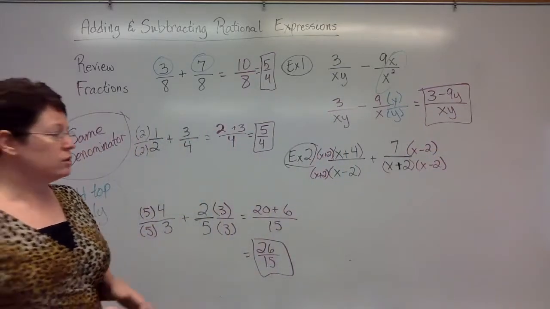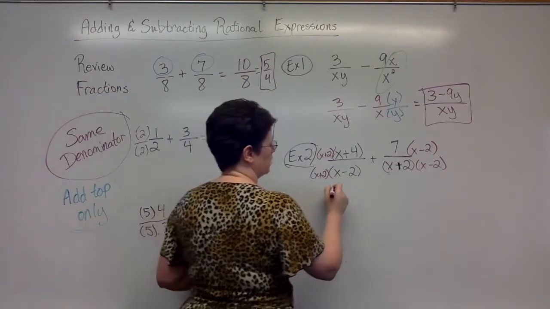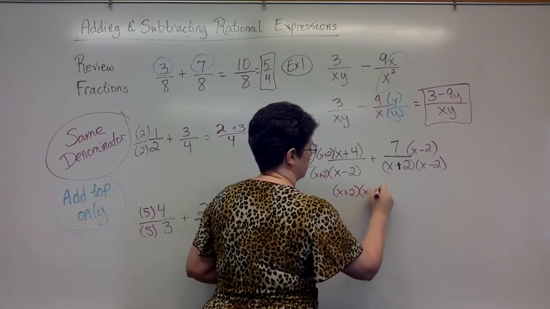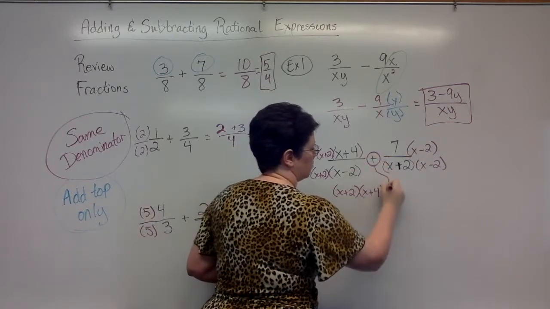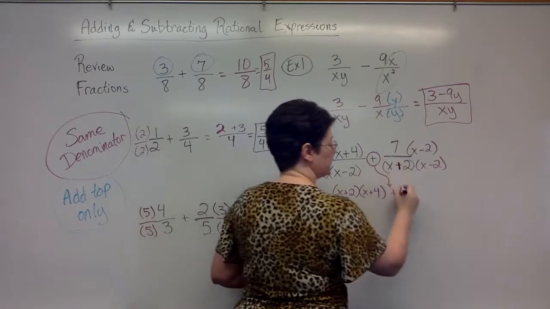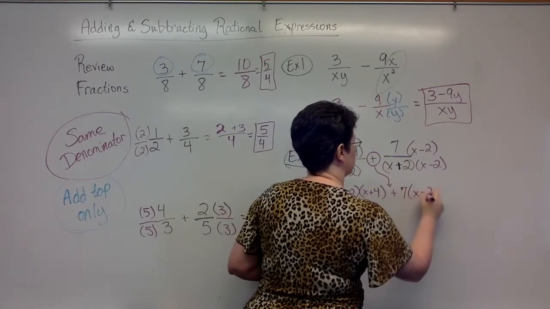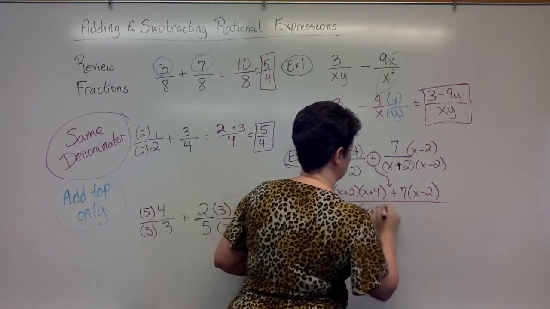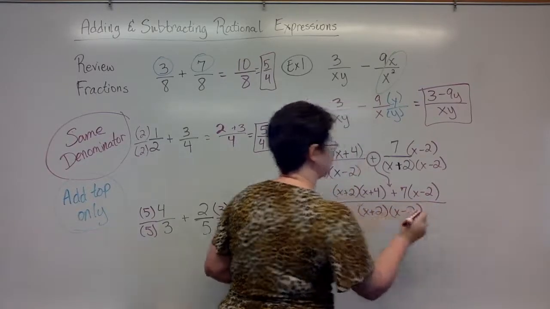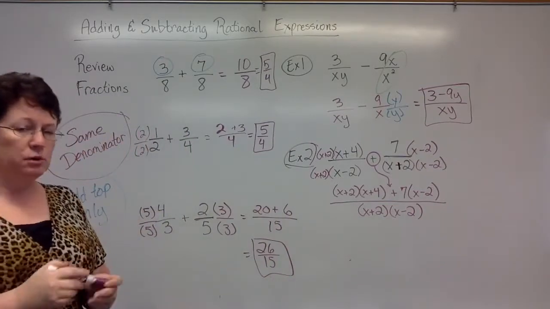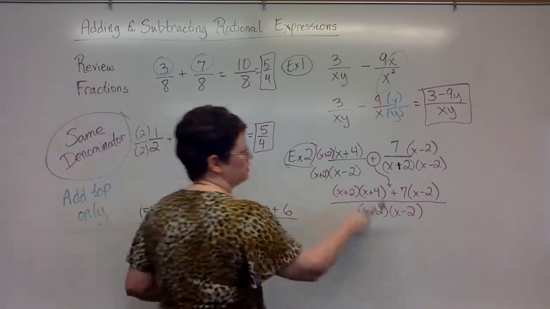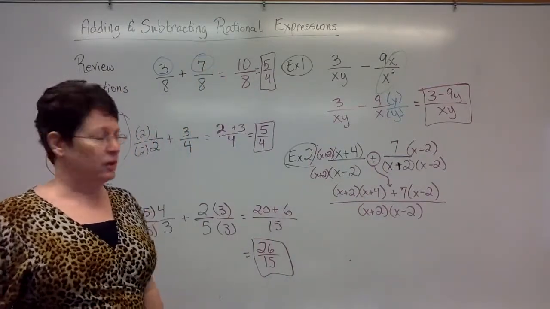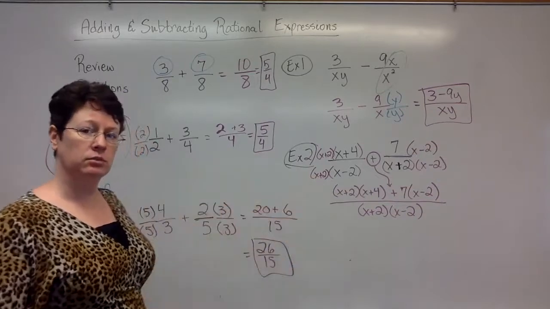Okay? So let's write this down so it's a little neater. Okay, so we have x plus 2 times x plus 4. Then you've got that plus sign. Okay, then we have the 7 times the x minus 2 all over x plus 2 times x minus 2. Now here's where I have students who go in and they're like, oh, cancel, cancel, cancel, cancel. Boom, done. No. We have to multiply and simplify, okay?